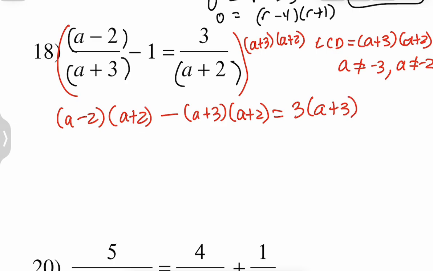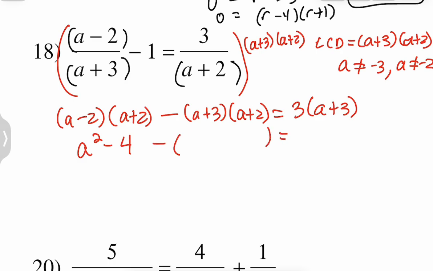So we got that. Now, to solve this, we do need to do some multiplication. If we were to FOIL this first piece, we get a squared minus 4. That's the difference of squares. That's great when they're conjugates like that.